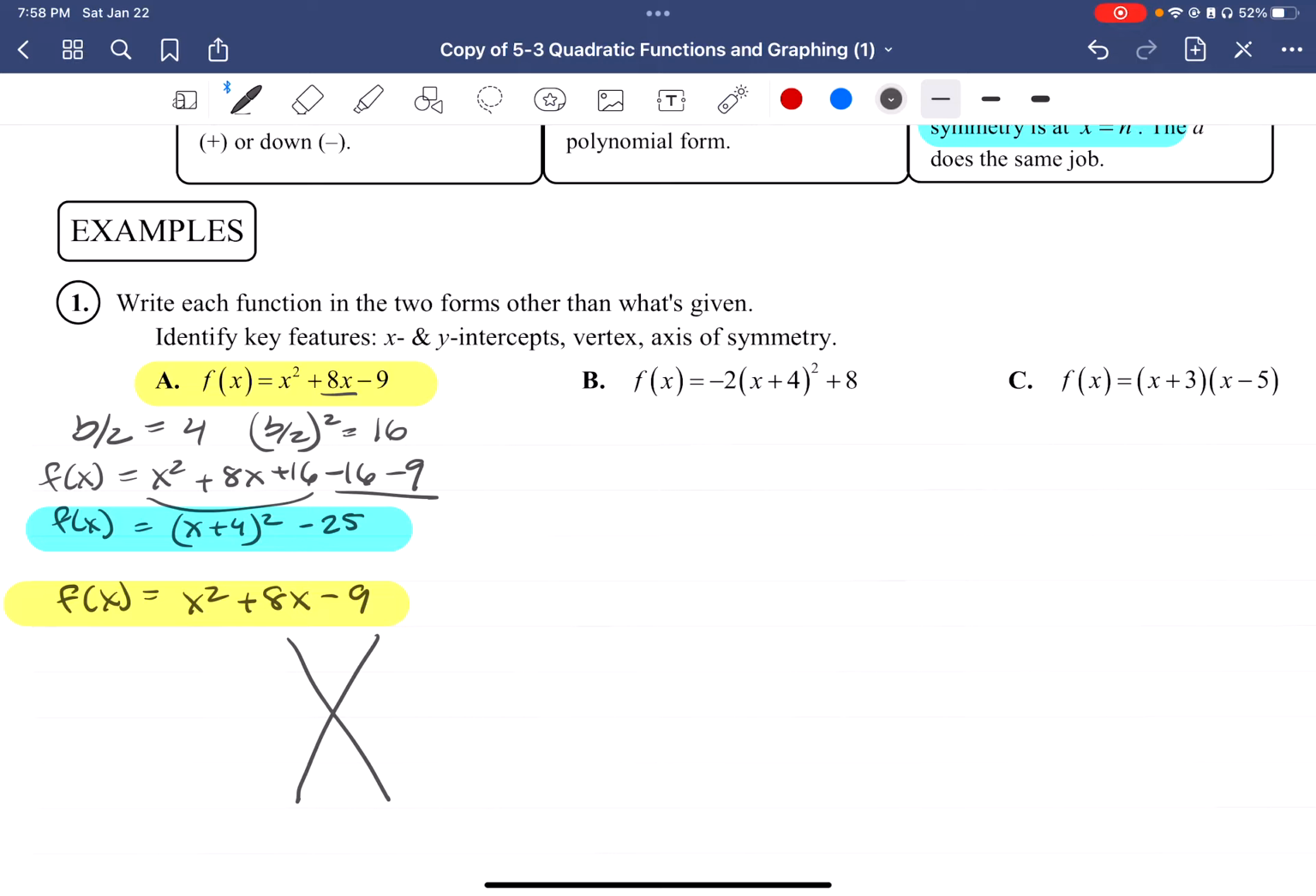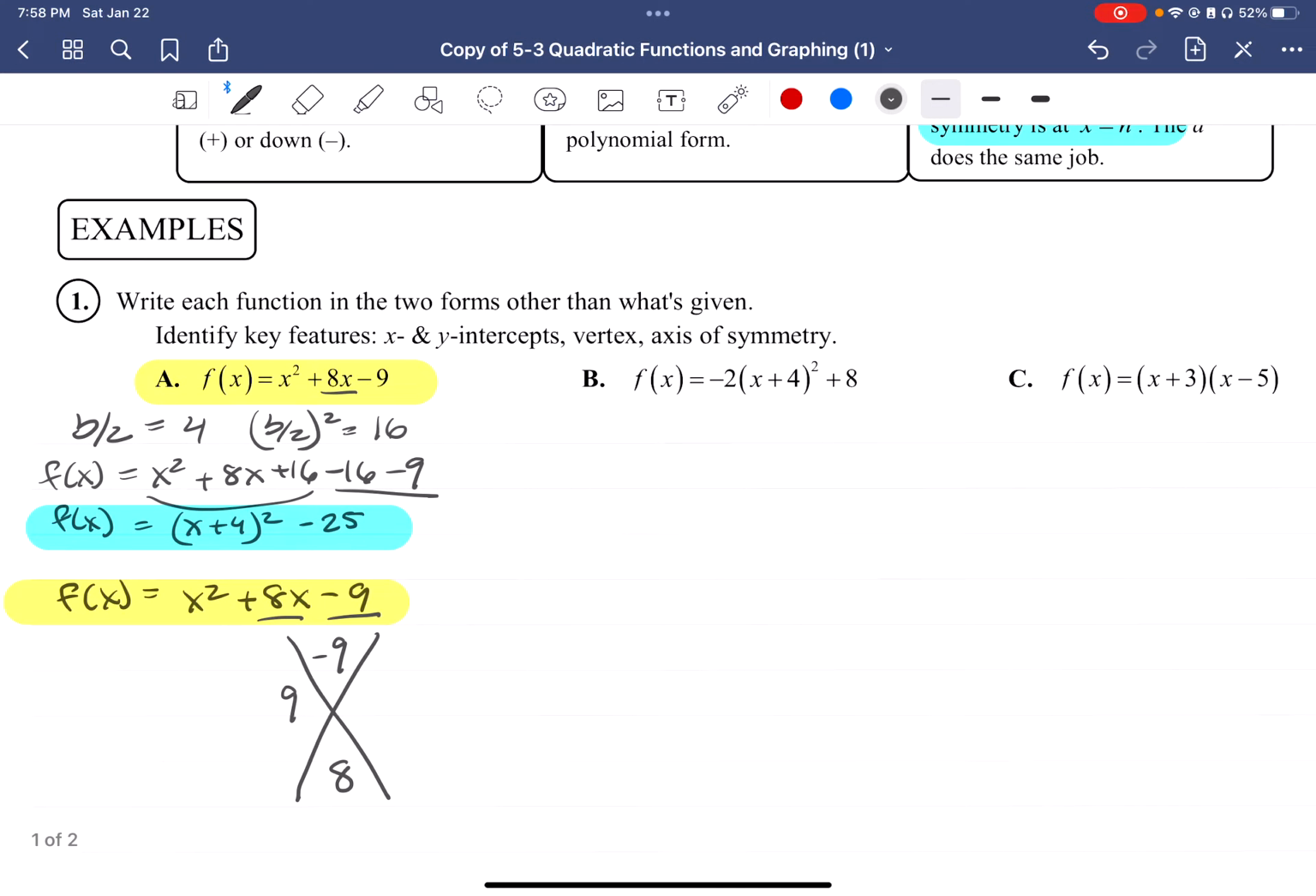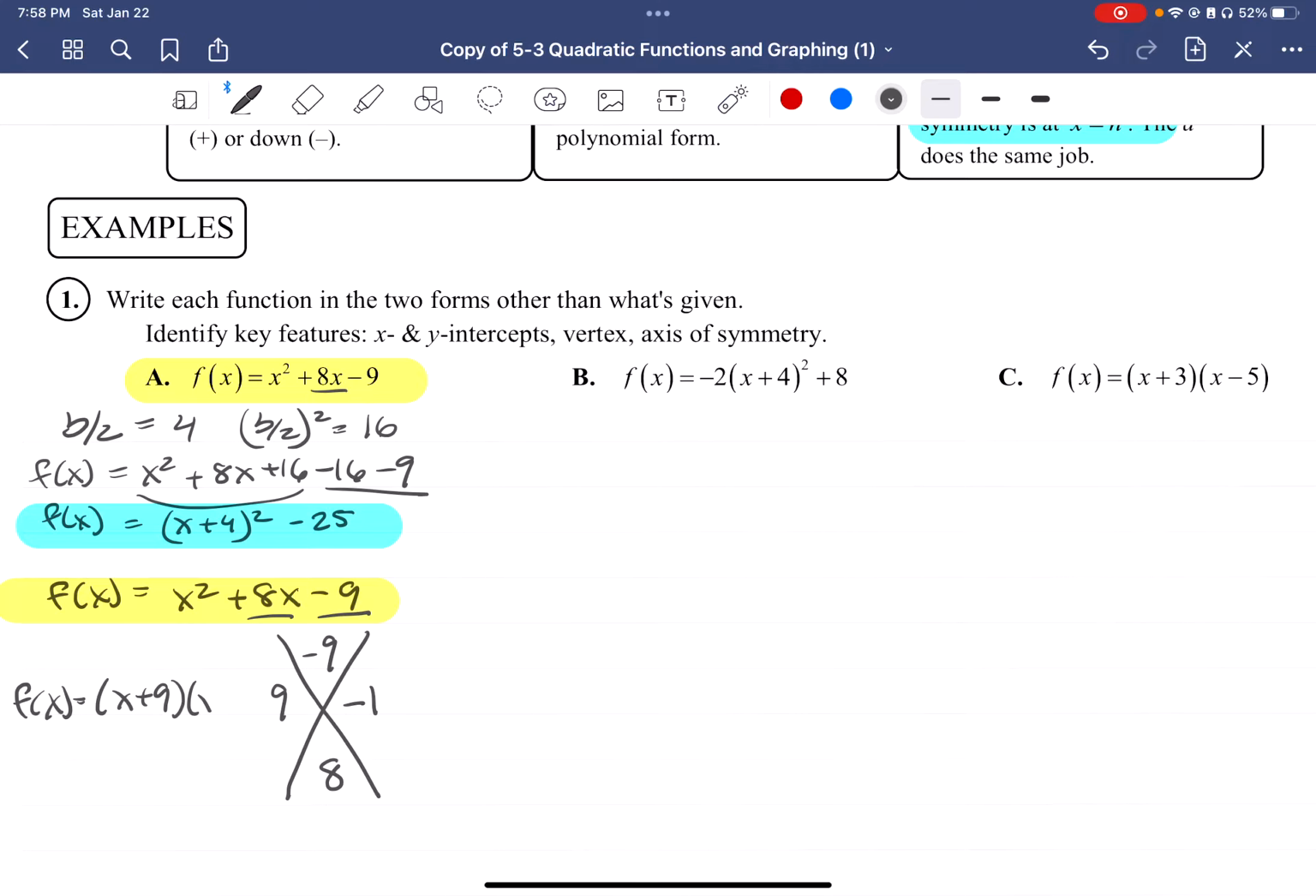So we look at our c here, and that goes up here, -9, and then our b goes down here, 8. So two numbers that multiply to -9 and add to 8. So I'm going to have 9 and 1, and one of them has to be negative, and it's going to be the 1. So let's see, 9 times -1 is -9, and 9 minus 1 is 8. So there we go. Then we write f(x) = (x + 9)(x - 1). And now we have our equation in intercept form.